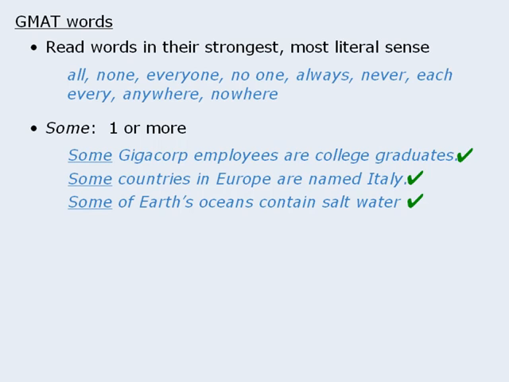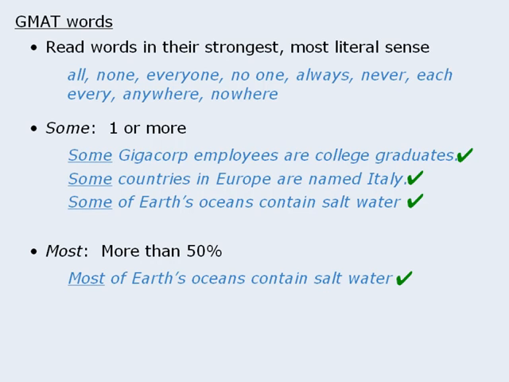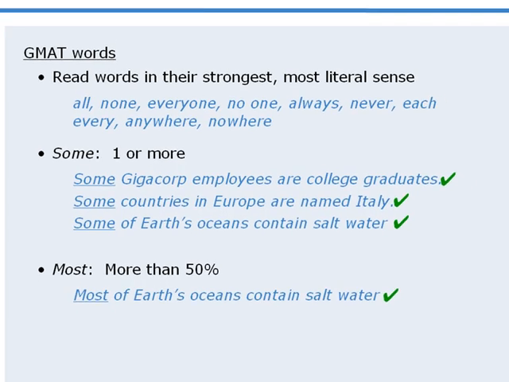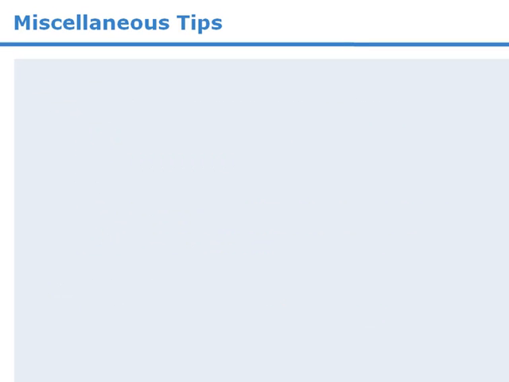Another word we should discuss is most. On the GMAT, when most refers to some relative frequency, most is defined as more than 50%. Given this, it is correct to say that most of Earth's oceans contain salt water. Alright, so those are the important GMAT words to remember. Now let's move on to our next topic, which is accept questions.